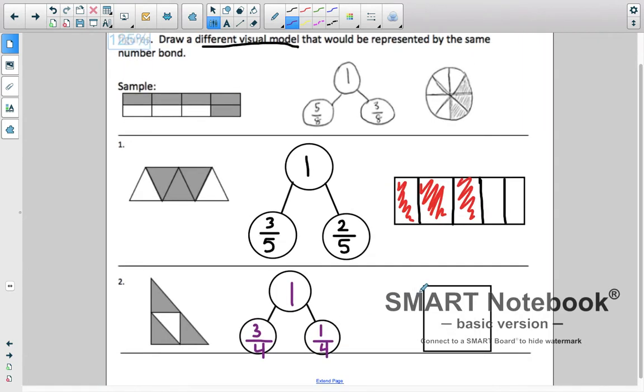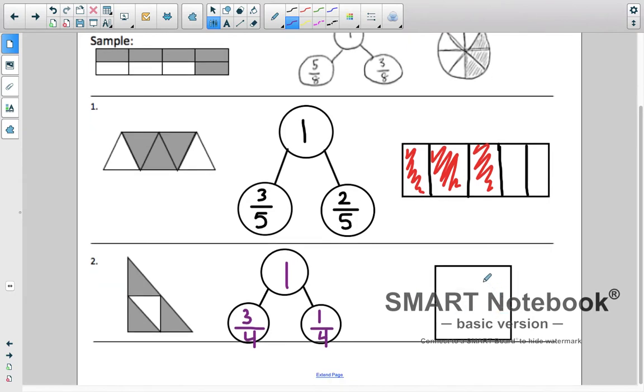Now, let me zoom in a little bit. I chose a square to show my shape because that's different than a triangle that I have. So first I need to make sure that there's 4 equal pieces. So I'm going to make my 4 equal pieces like that. You can choose however way you want to do it. And now I'm going to show the shaded part first. So this was my shaded part.